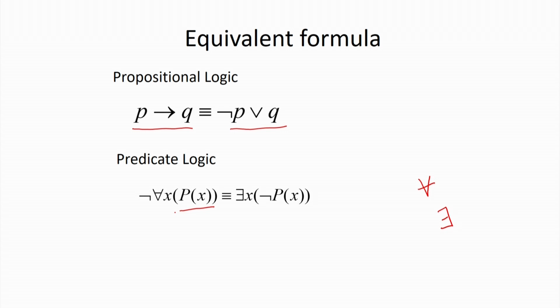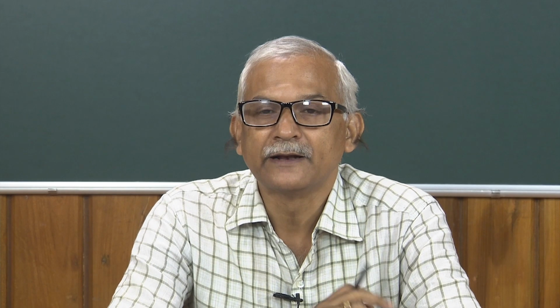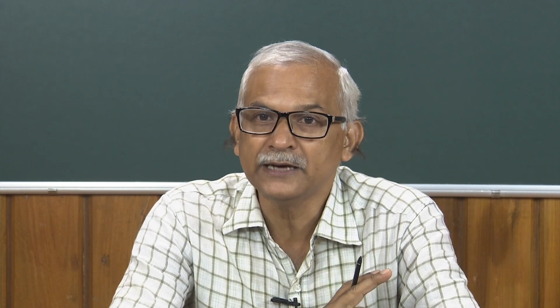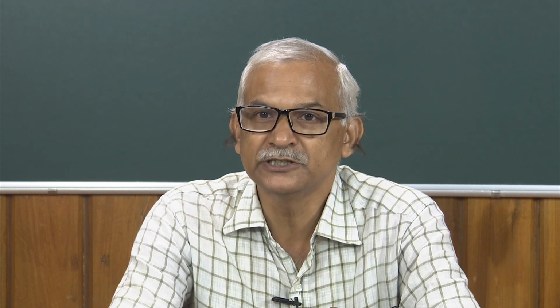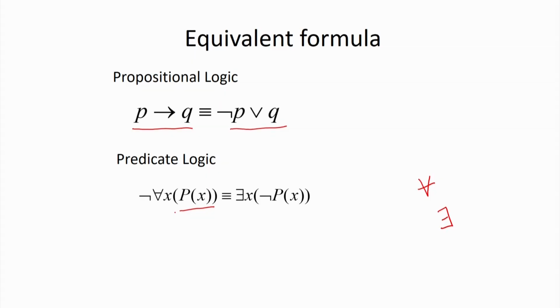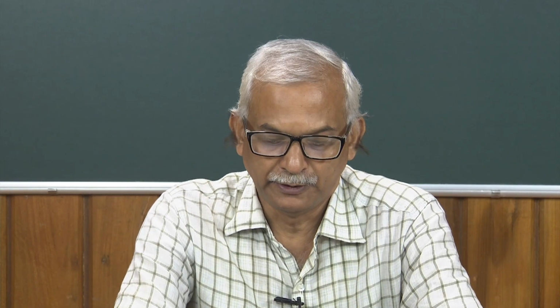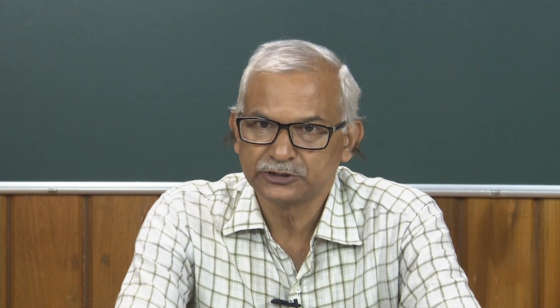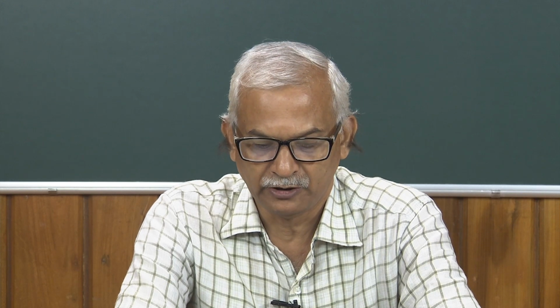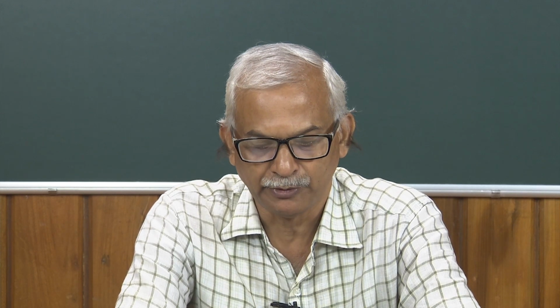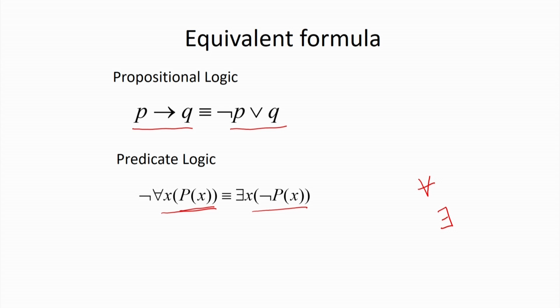For all values P(x) is true; if I say negation, that means this is not true for all values of x. What does it mean? There is at least one value of x for which P(x) is not true. So, there exists x such that not P(x). These two formulas are equivalent for all possible values of x and the given predicate P(x). So, not for all x P(x) is equivalent to there exists x not P(x).